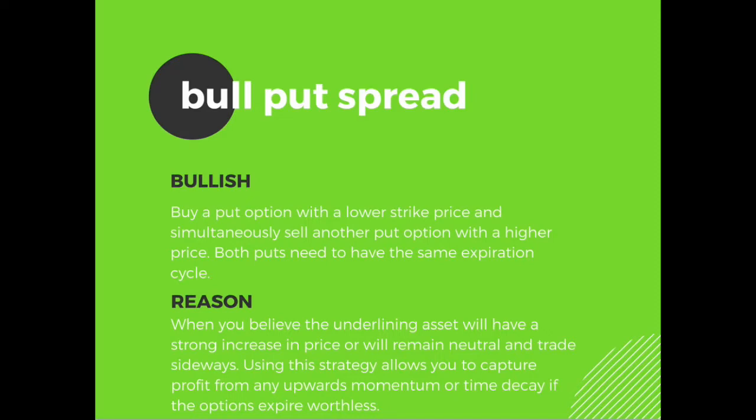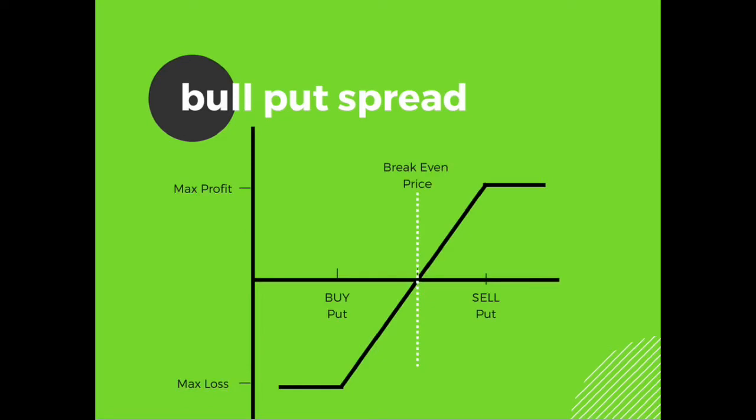should expire worthless. And here's a diagram that basically shows how the bull put spread enters into our profitable and non-profitable zones. So remember, since there's defined risk, there's also defined profit. So we get a chance to see our max profit and our max loss on this diagram. So let's take a look at an example.